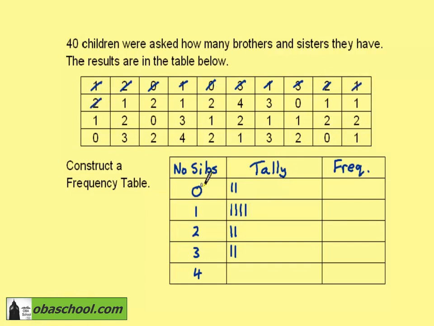Now for the second row we have 2, 1, 2, 1, 2, a 4, 3, 0, 1, and 1.